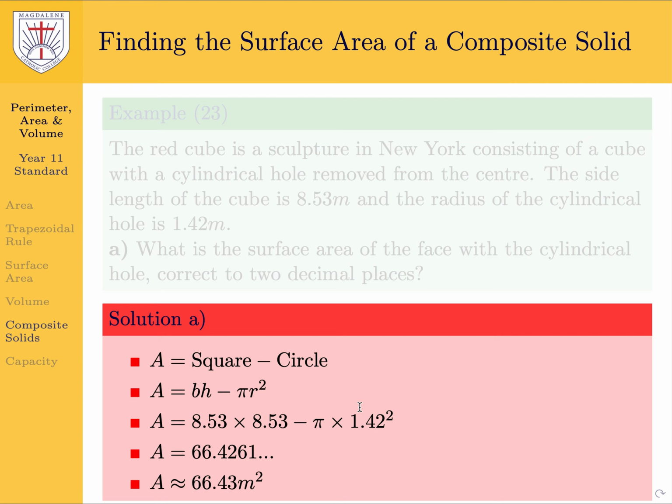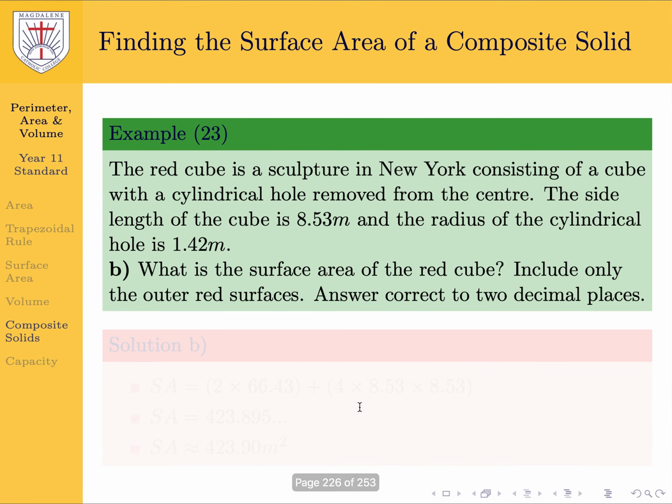Now part B asks, what is the surface area of the red cube? Include only the outer red surfaces. And then we need to answer correct to 2 decimal places. So just remember that when we were looking at that picture, there were some parts that were black and some parts that were red. And we only care about the red parts.